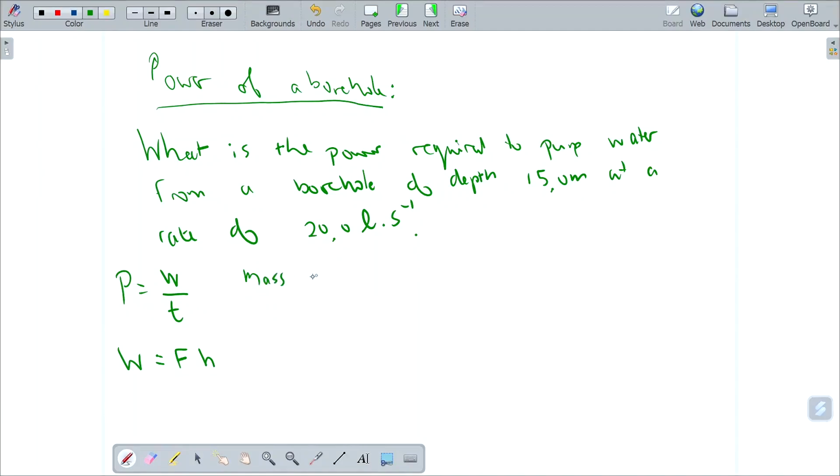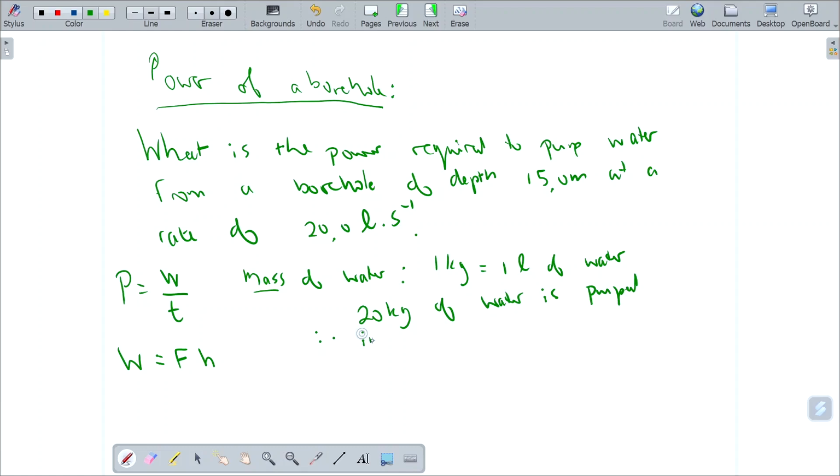All right, so what we want to do is first of all see how much water do we bring up. So what is the mass of the water that is moved? So the mass of water is as follows. You should know that 1 kilogram is equal to 1 liter of water. So if the water that is pumped up is 20 liters in 1 second, it means therefore that 20 kilograms of water is pumped in 1 second.